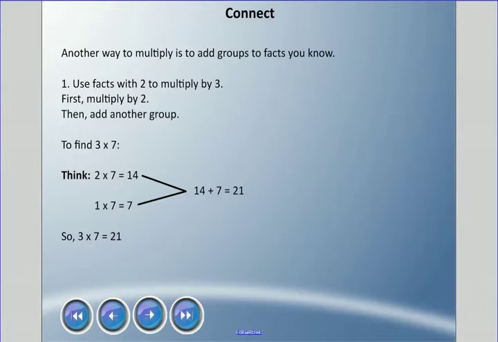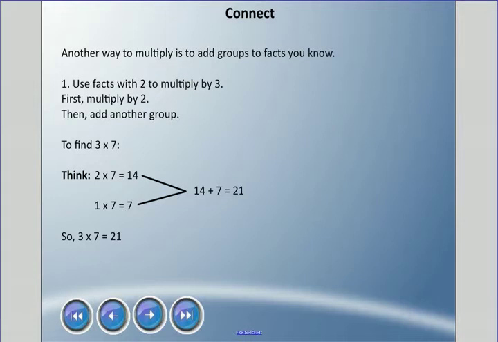In this lesson, we're going to add on to some different ways to figure out multiplication questions if you're struggling with them. Last lesson we looked at skip counting, and this lesson we're going to expand some different strategies. This first one is similar to skip counting but slightly different. We're going to just add groups to facts that we know.